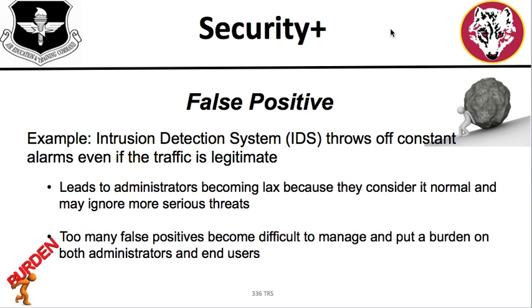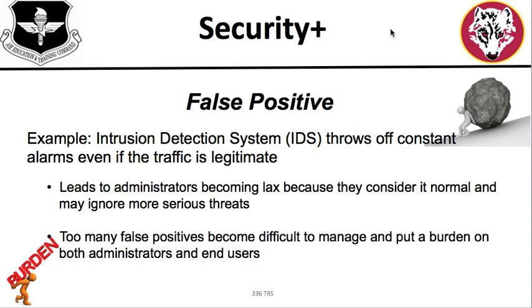Intrusion detection systems, IDSs, throw off constant alarms even if traffic is legitimate. An IDS alerts the network administrator of possible risk or threats from questionable sources such as unknown MAC addresses, IP addresses, and other routing and networking protocols. These constant alerts negatively affect the system in that administrators become lax because they consider the high amount of alerts to be normal and may ignore more serious threats.